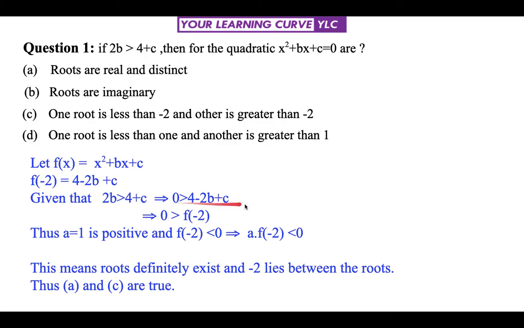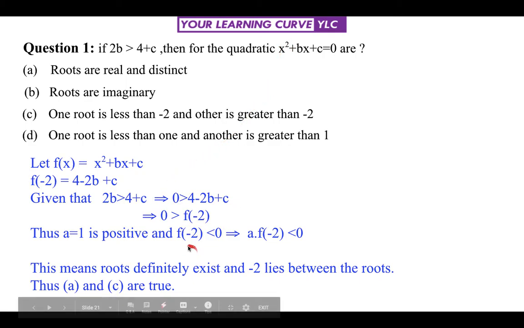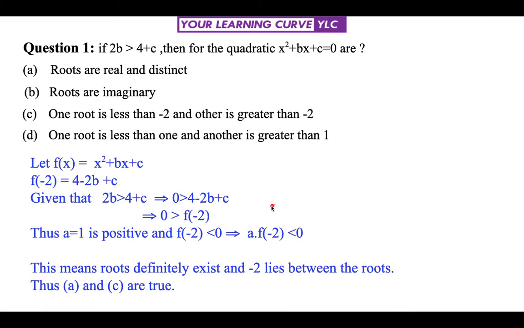And you observe that this number is nothing but f of minus 2. So f of minus 2 is less than 0, f of minus 2 is negative. a in this case is 1, so a is positive. f of minus 2 is negative, means 1 into f of minus 2, a into f of k, will always be negative.